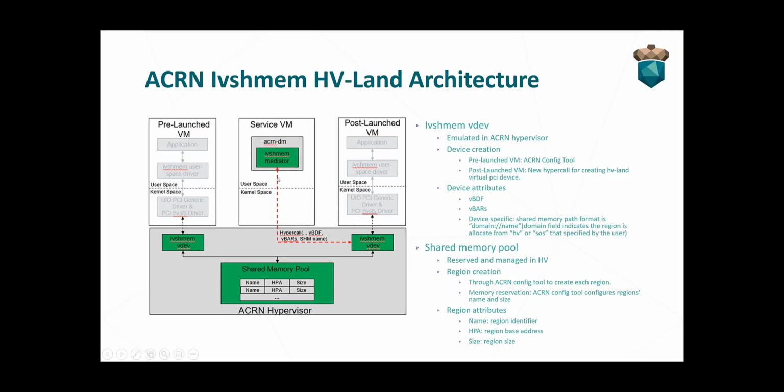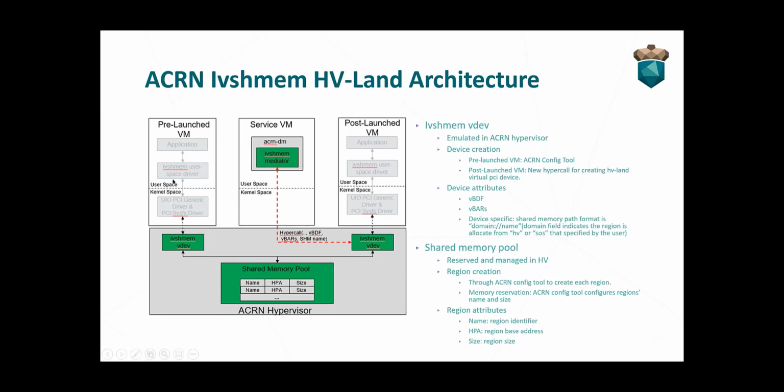In hypervisor-land IVSHMEM, the virtual device is emulated in the hypervisor itself, and the ACRN config tool is used to enable and configure the IVSHMEM device in the hypervisor. Hypervisor-land IVSHMEM can be used to communicate between the pre-launched VM and the post-launched VM.